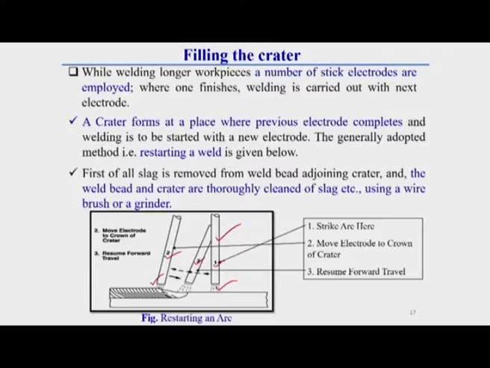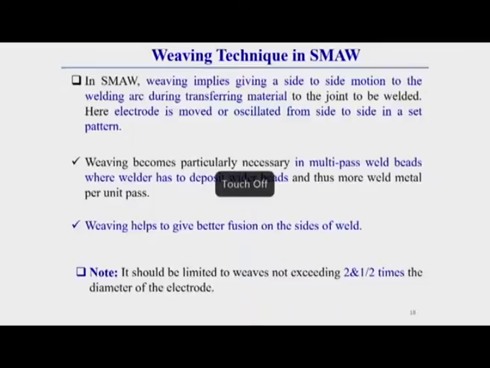So, these are the different processes by which you can eliminate crater from a welded joint. This is a very important aspect of the SMAW process, you should keep it in mind. Okay, now we will go for the weaving technique in SMAW. This is a very interesting and important aspect used in SMAW. Weaving generally implies giving a side to side motion to the welding arc while transferring material to the joint to be welded. The electrode is moved or oscillated from side to side in a set pattern.